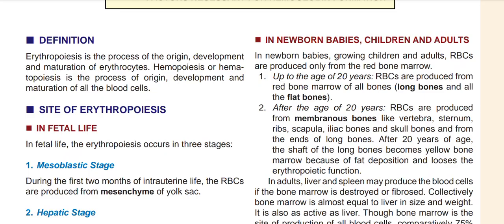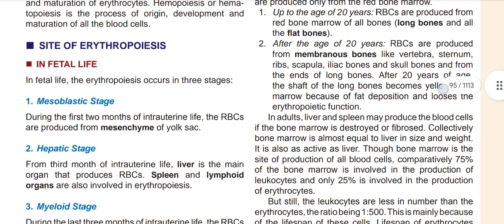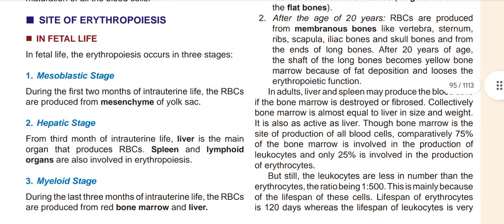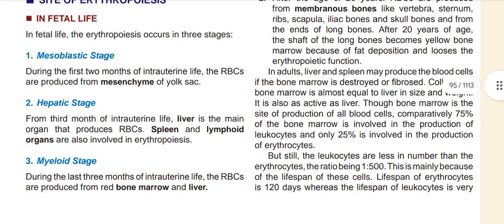Now, site of erythropoiesis. First of all, in the fetal life, erythropoiesis generally occurs in three stages. During the first 2 months of intrauterine life, the RBCs are generally produced from the mesenchyme of the yolk sac, and this stage is known as the mesoblastic stage.